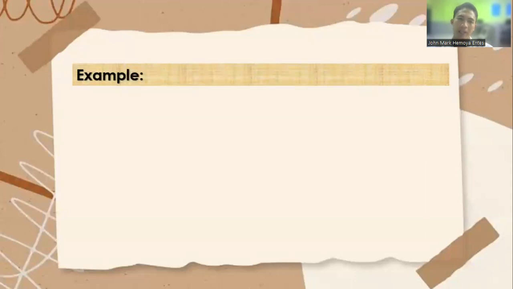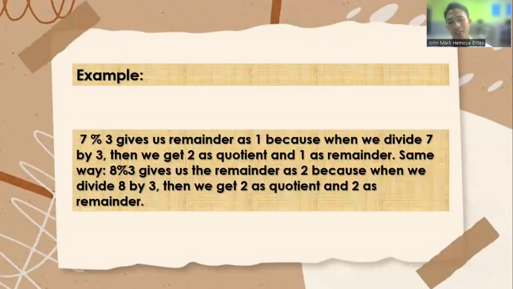And also, this is an example of modulus. 7 % 3 gives us the remainder 1 because when we divide 7 by 3, we get 2 as quotient and 1 as remainder. Same way, 8 % 3 gives us the remainder 2 because when we divide 8 by 3, we get 2 as quotient and 2 as remainder.